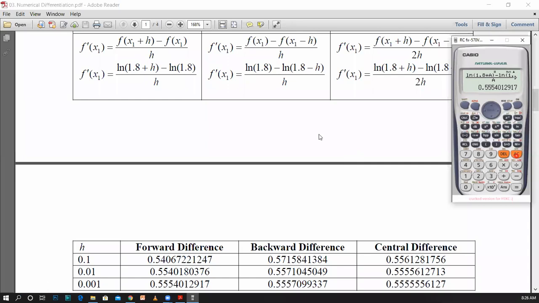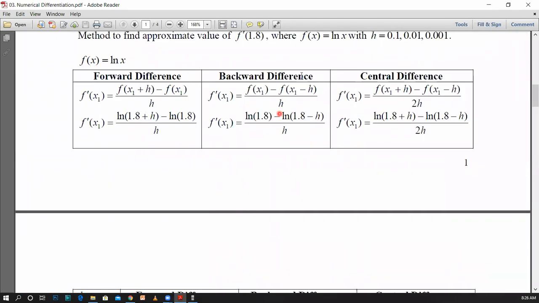Okay, now we'll see how we can use this backward differential method. In this backward differential method, we are going to use this formula. Here the formula is f'(x1) equals f(x1) minus f(x1 minus h), divided by h. Here actually this is just another approximation we are getting.